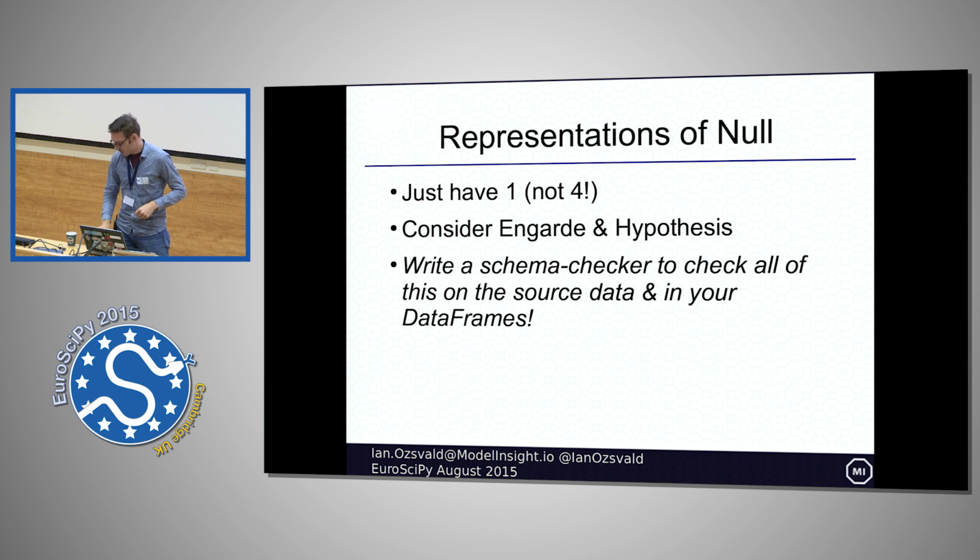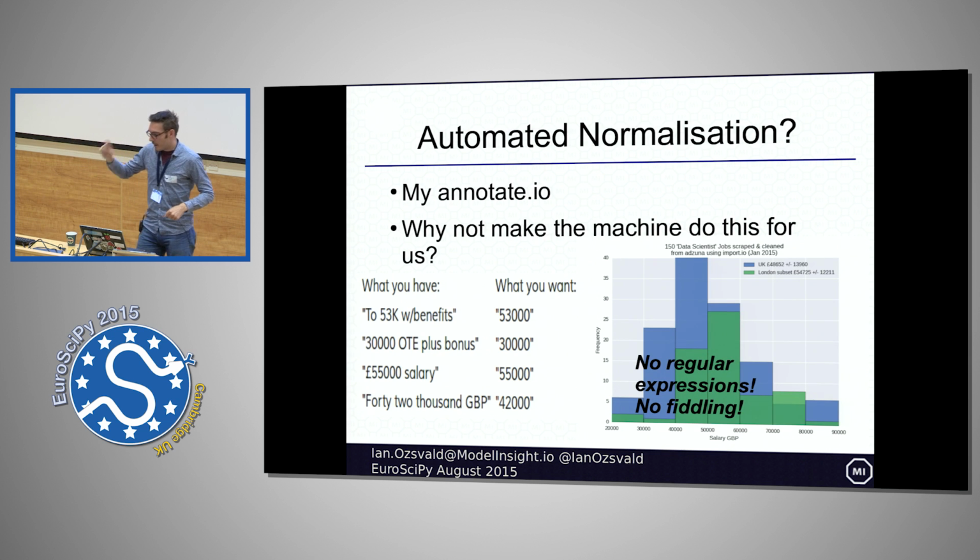I'll get to that in 1 second. About a year ago, I wrote a tool called Annotate, which I promised myself I will have open sourced by the end of the day. I hit upon the idea a year ago that after 10 years of writing manual normalization processes, I was really bored of doing that, and why couldn't I let the machine do this for me instead?